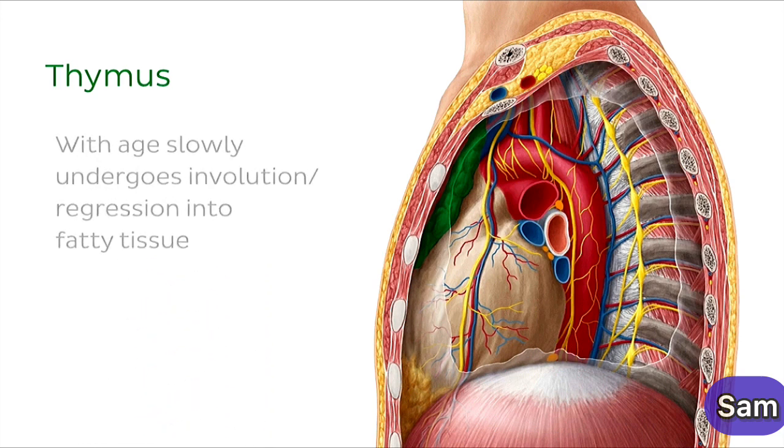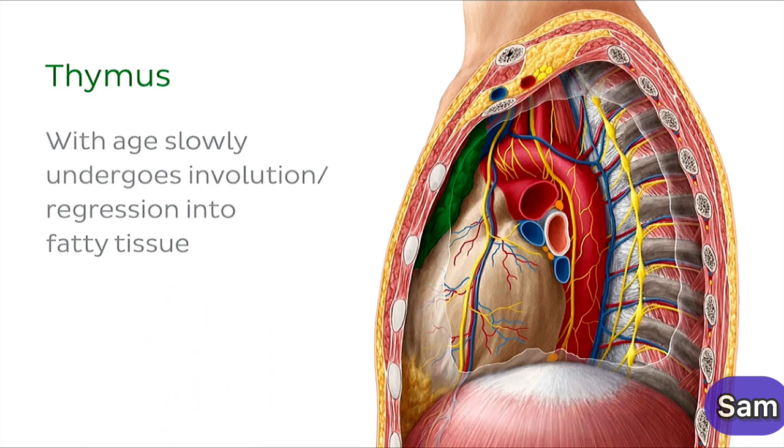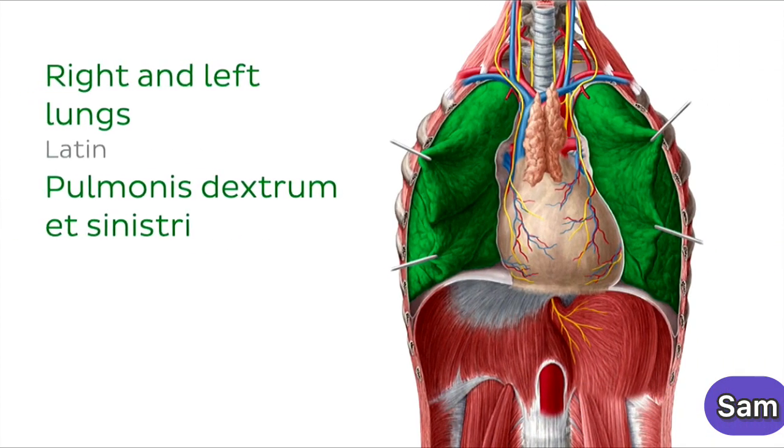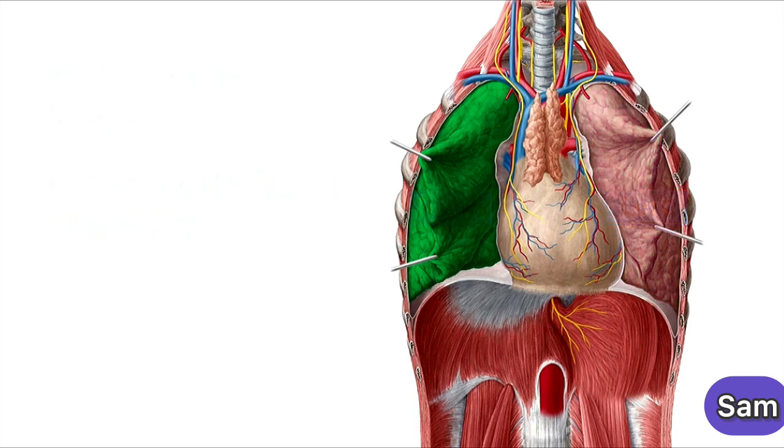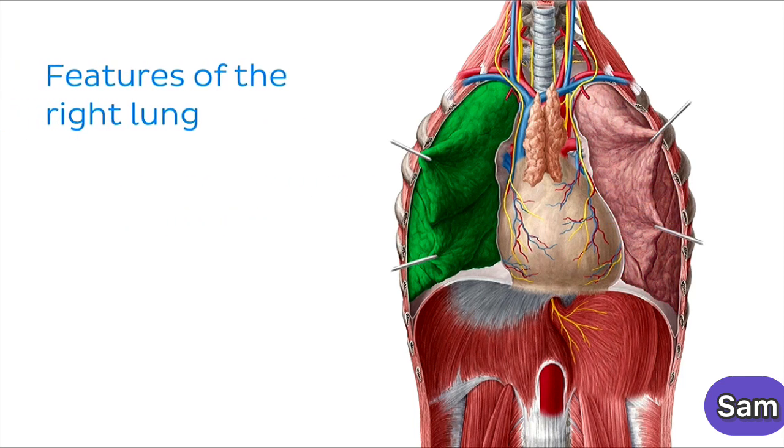However, normally as we age, this organ slowly undergoes involution or regresses into fatty tissue. On either side of the heart, we can see the right and left lungs. And if we take a closer look, we can actually identify some of the lobes and fissures associated with each lung. So let's start with the right lung, which we can see highlighted now.